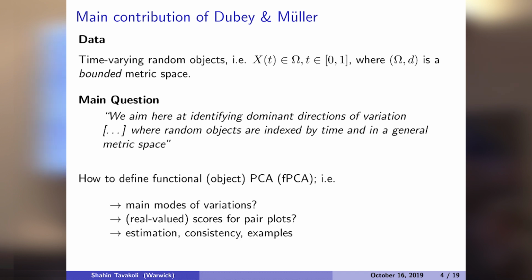Okay? So now, this means what? Well, you want to define some kind of functional or object PCA. You want to understand what the main modes of variation are. You want to do pair plots, because that's something really useful when you're doing PCA. And then you can define these for the population, and then you have to estimate them. So does it work or not?